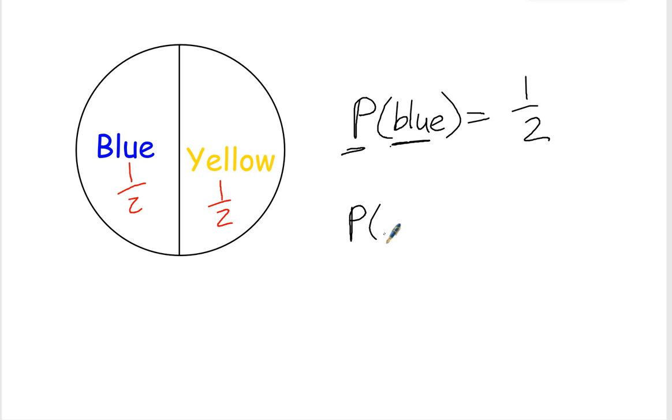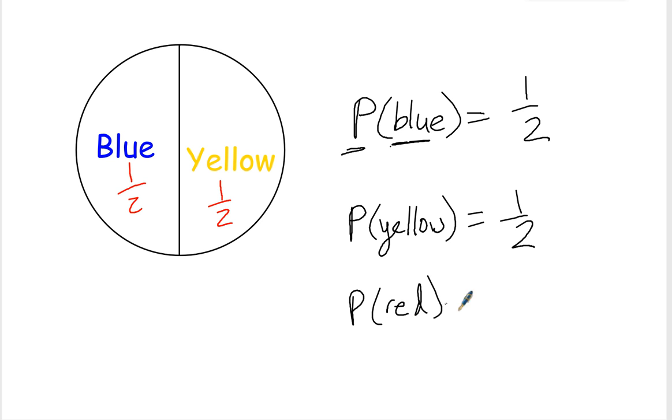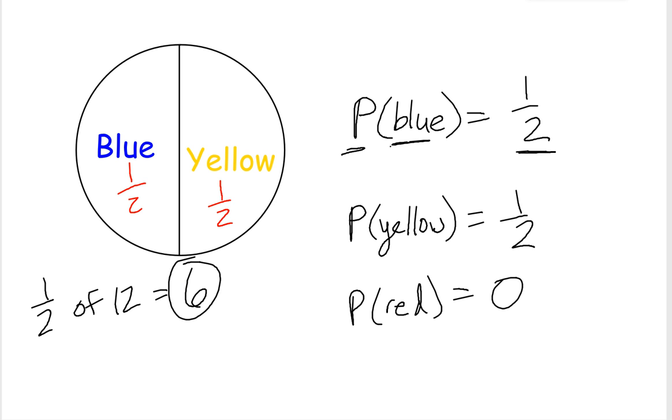Well, the probability of it being yellow is also equal to 1/2. What's the probability that the spinner will stop on red? Well, that's going to be 0 because there is no red on my spinner. Now, if I spin this spinner 12 times, how many times would I expect it to stop on blue? Well, since it should stop on blue half the time, I would say that 1/2 of 12 is equal to 6. So it should stop on blue about 6 times. And it should stop on yellow also about 6 times.